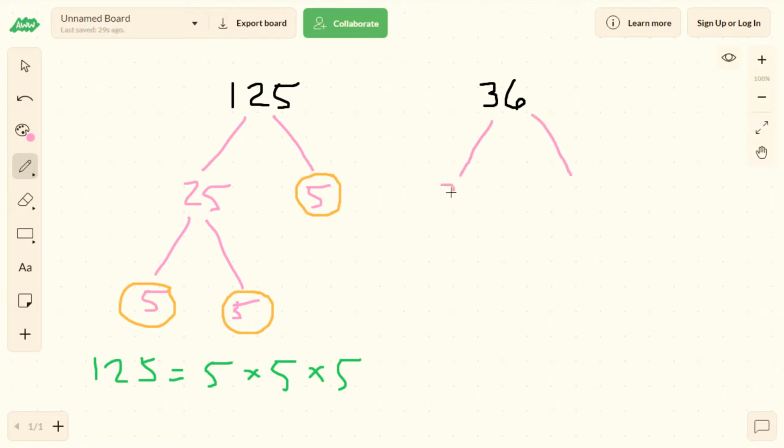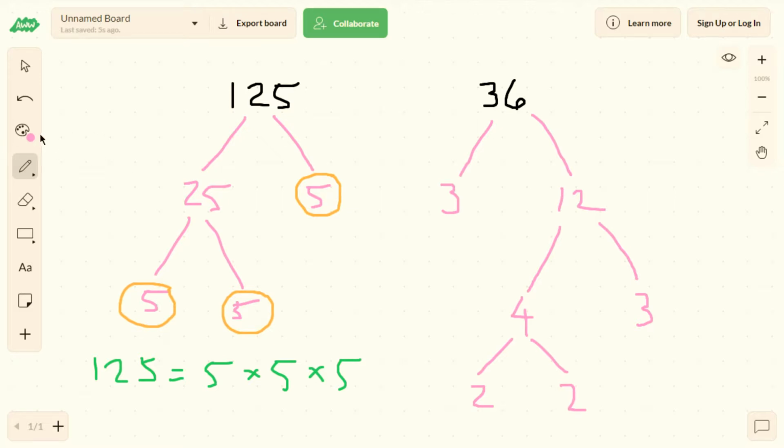So I don't know what we want to say here. Maybe 3 and 12 for 36. There are other ones. We could have done 9 and 4, but it's up to you. Anyway, we've got 3 and 12. 12, we can go further. So maybe we'll say it's 4 and 3. And 4, we can go further as well. We can say it's 2 and 2.